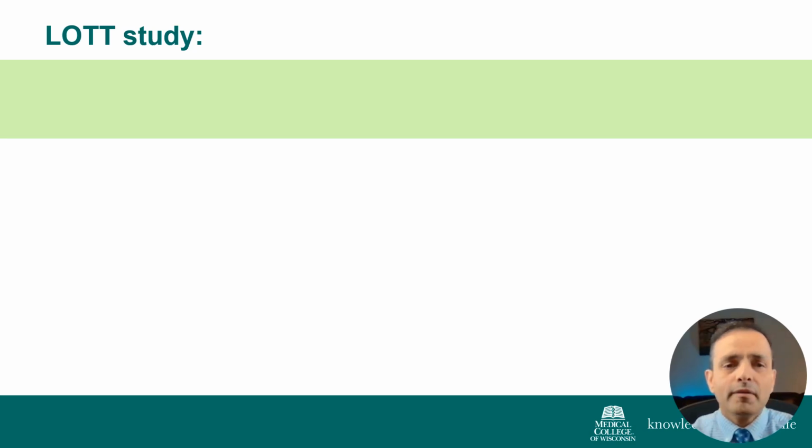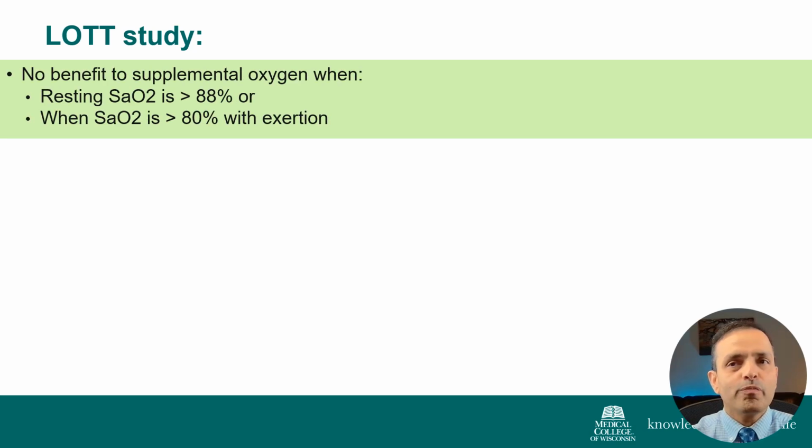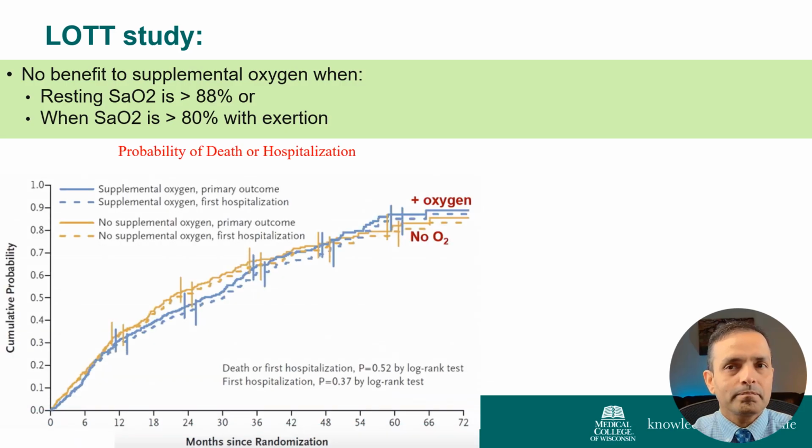The finding of the LOTT study was very, very interesting. There was no benefit to supplemental oxygen when resting saturation is more than 88, or when saturation with exercise was more than 80, as you can see here.